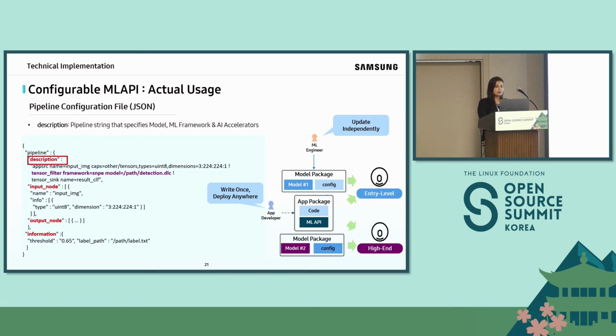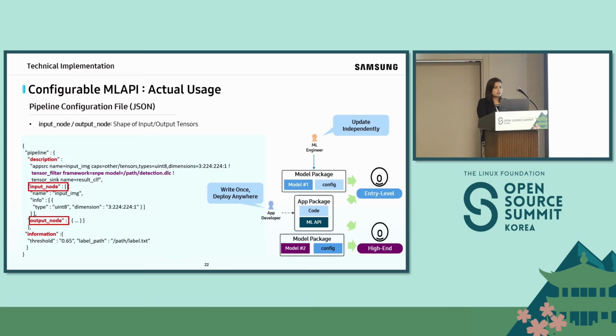I'm going to highlight the main elements of this configuration file. The first one is the description, which is a mandatory parameter and specifies the details about the model. It also includes the details of the ML framework or AI accelerator to be used during runtime. For example, we have selected the tensor filter framework as SNPE for a model detection.dlc, and we can select the configuration parameters to have CPU, GPU, or NPU as the backend.